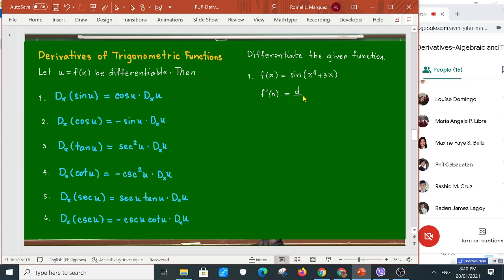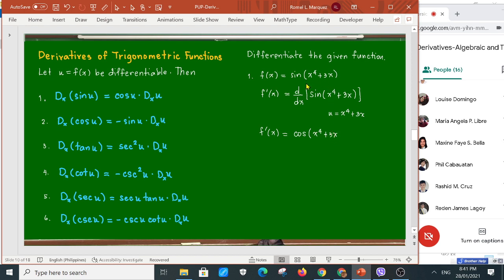When you differentiate, you can write the capital D first if you like, the derivative of sine of x to the fourth plus 3x. What is our u here? Our u is x to the fourth plus 3x. What's the derivative of f with respect to x? What's the derivative of sine? Cosine. But what is our u? X to the fourth plus 3x.